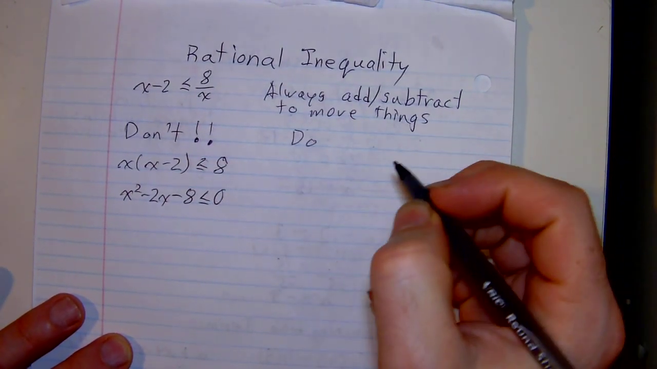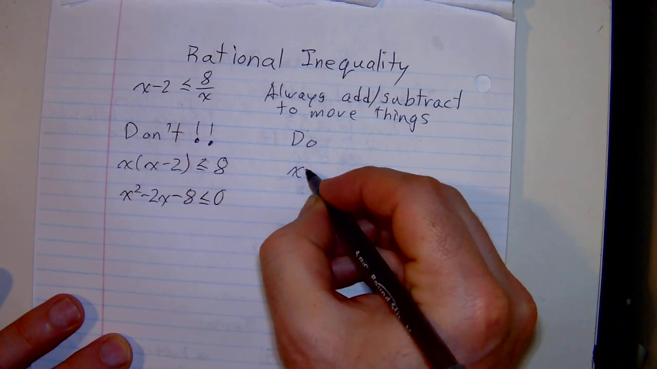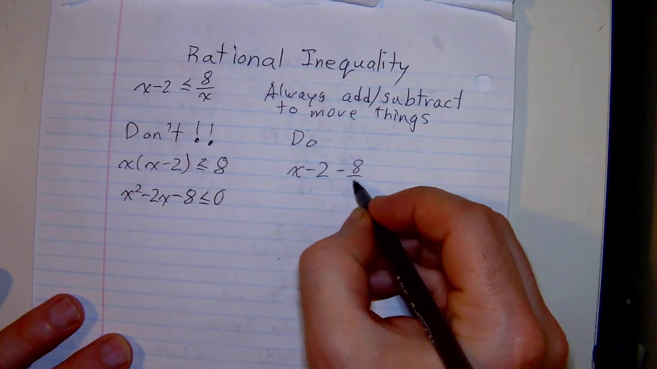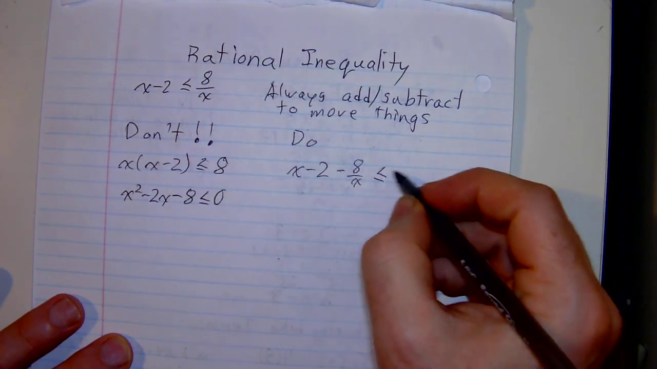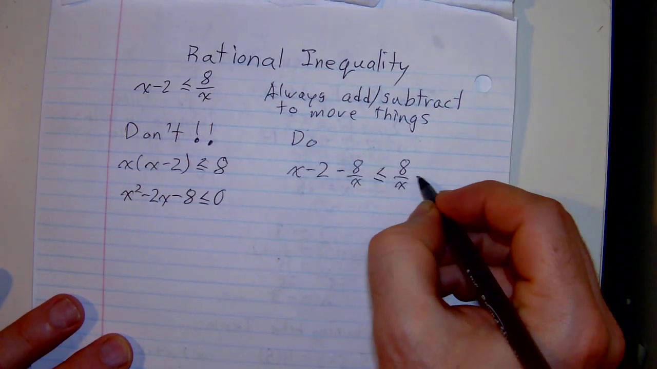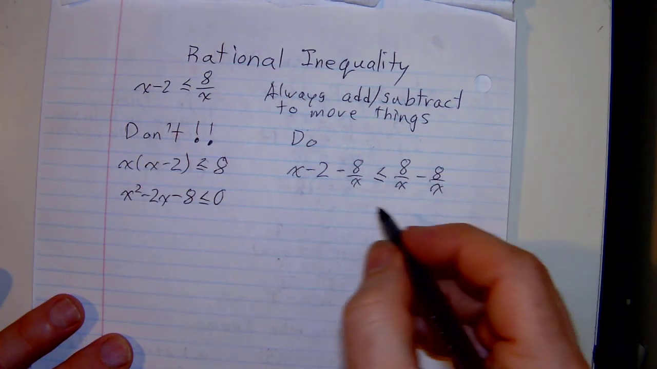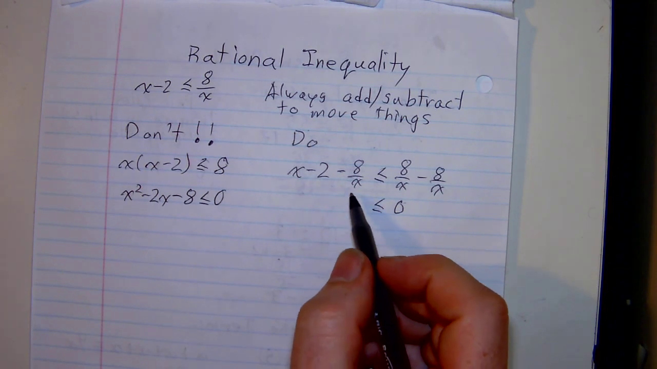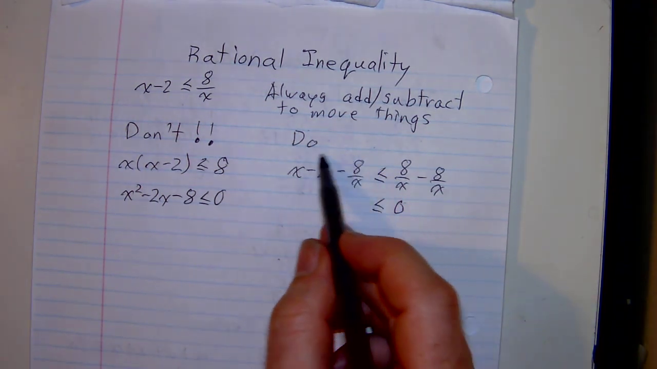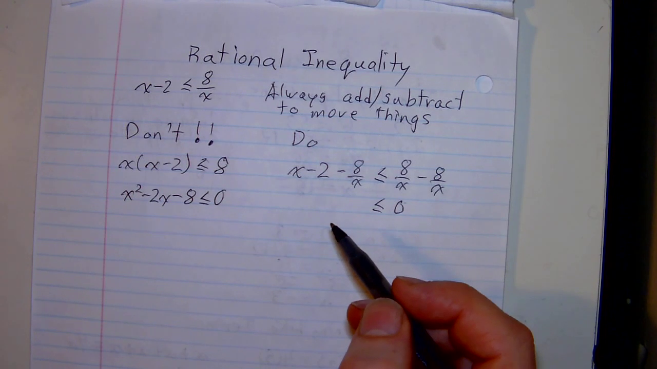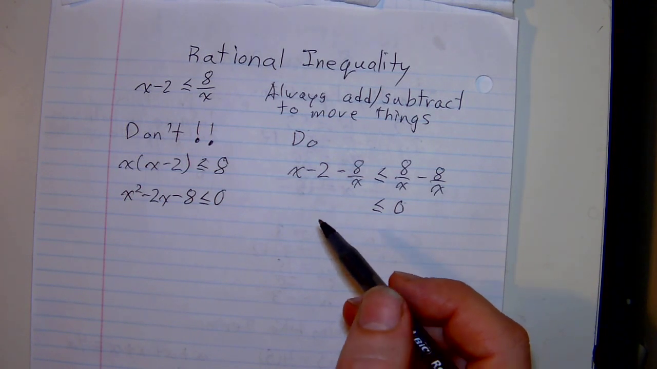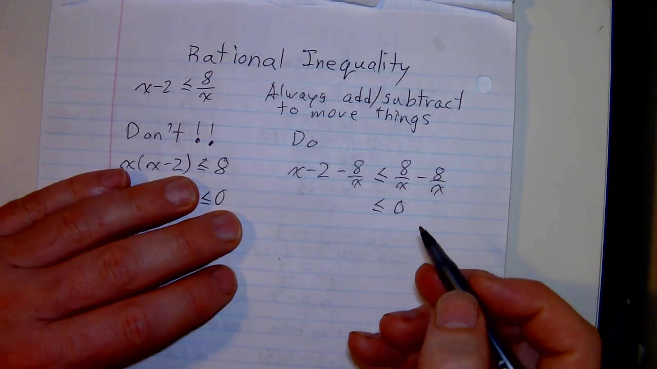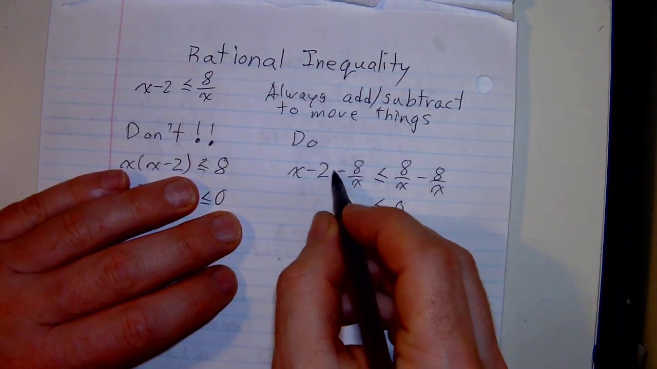What we do want is to add or subtract when you need to move things. So I'm going to subtract 8 over x from both sides, and now we're going to get relative to 0. And now you might say, okay, well, this is kind of a mess. It's not a nice rational function that we're used to analyzing. That's true. What we're going to do is find a common denominator.